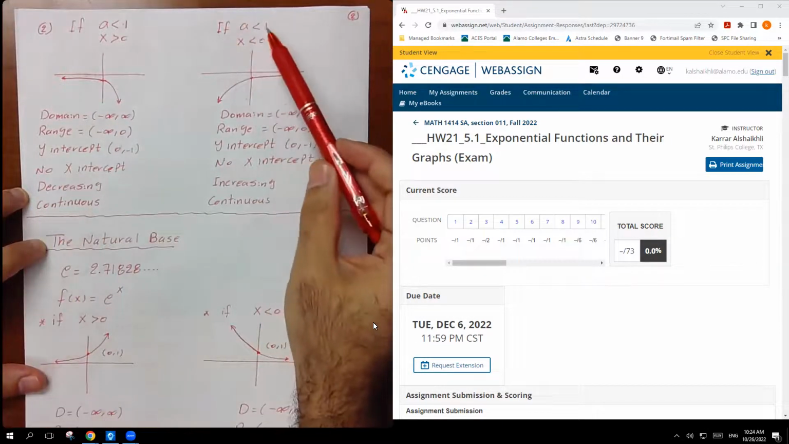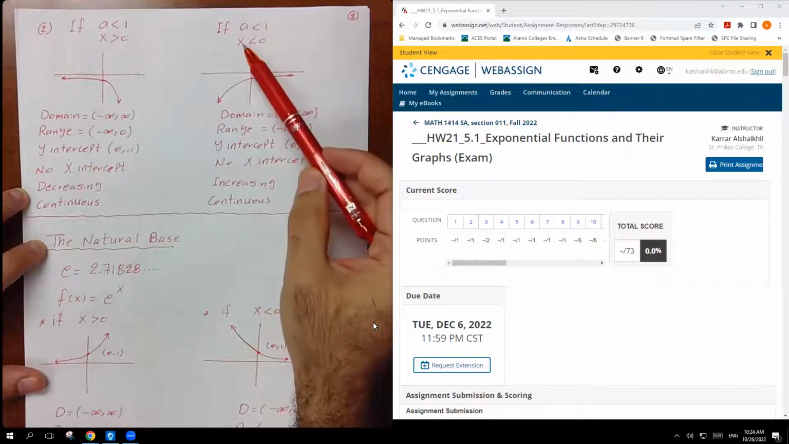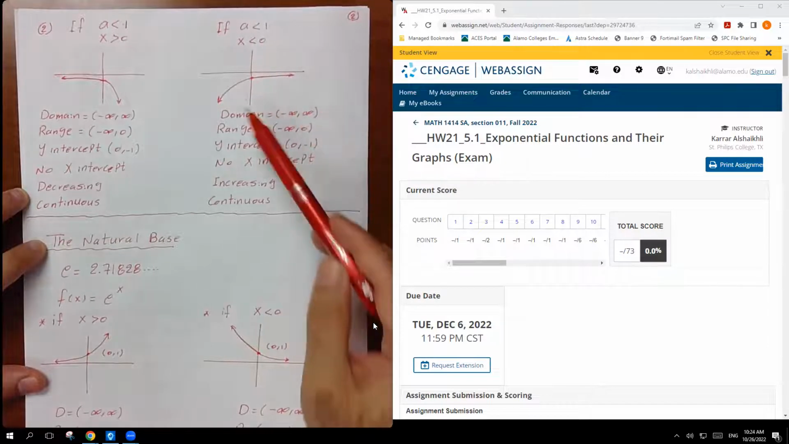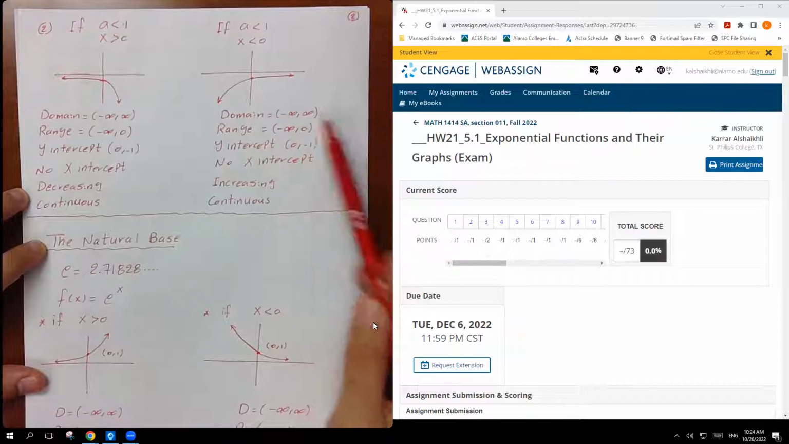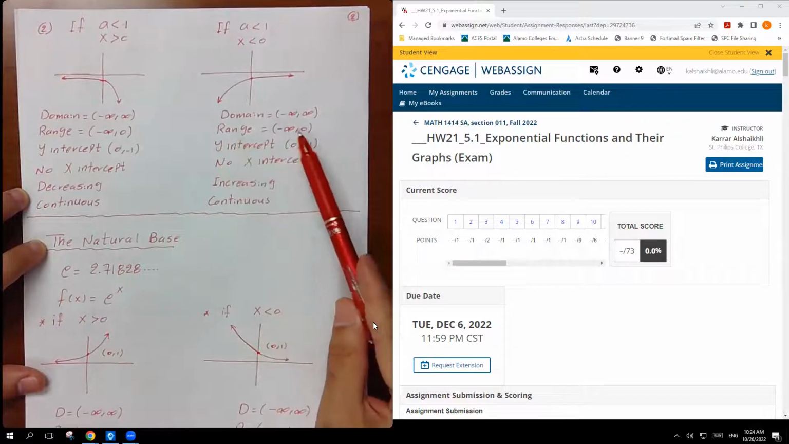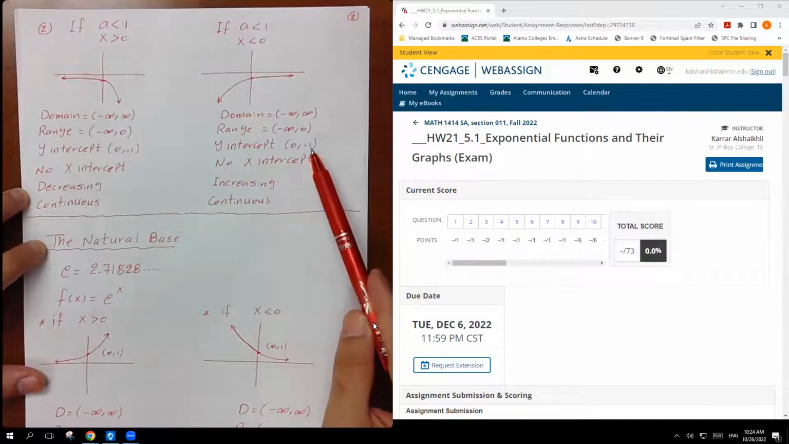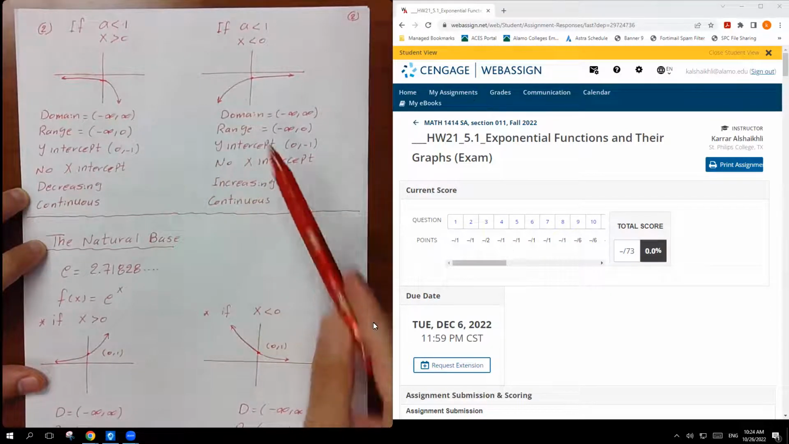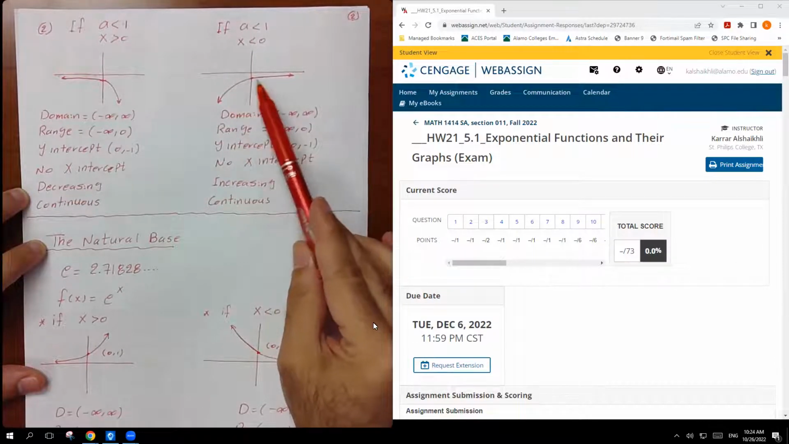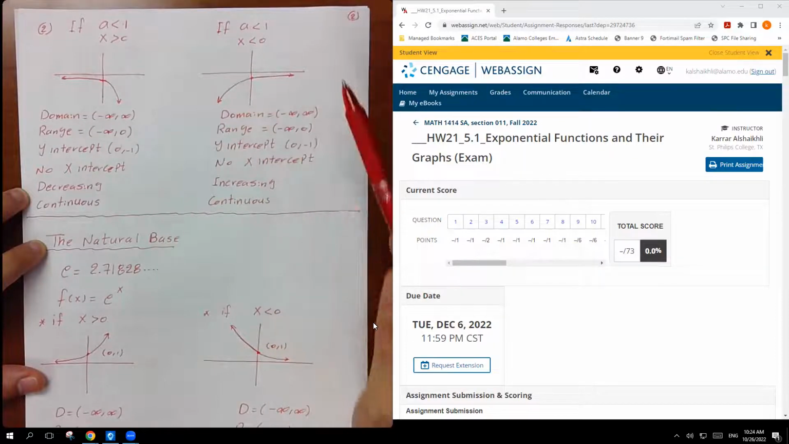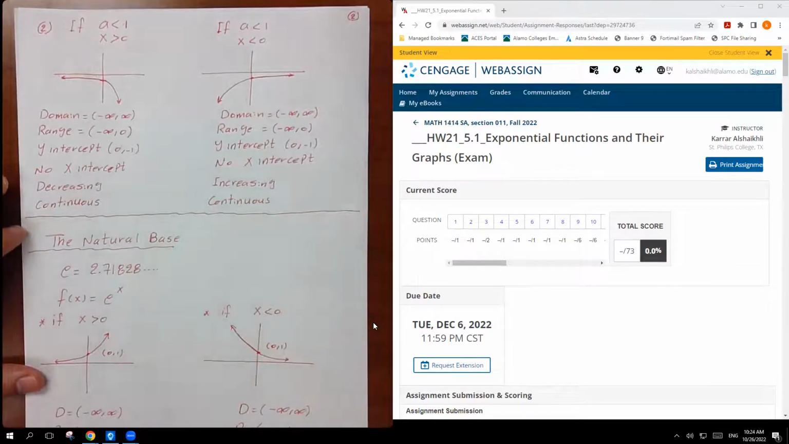If a is less than 1, but the exponent is a negative number, that's how the graph looks. The domain is going to be negative infinity to infinity. The range is going to be negative infinity to 0. The y-intercept is going to be (0, negative 1). No x-intercept, and the function is going to be increasing. That means if you take 2 points from the graph and find the slope, it is going to be a positive sign, and this function is going to be continuous.